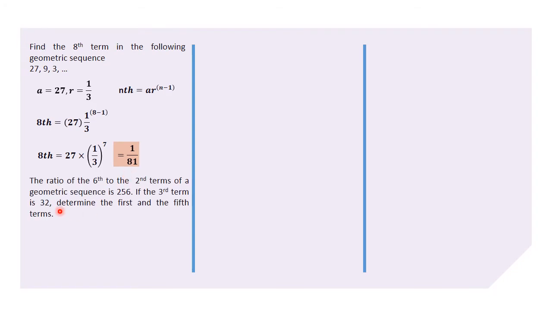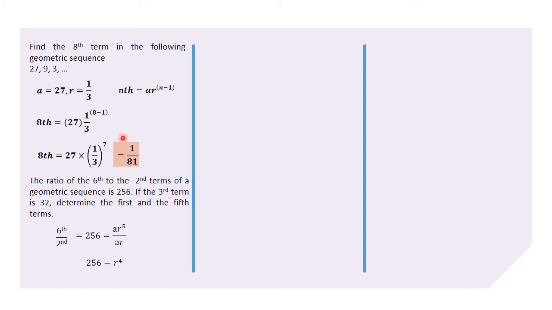Another question before us here: we're told the ratio of the sixth to the second terms of a geometric sequence is 256. If the third term is 32, determine the first and fifth terms. Now please notice that the ratio of the sixth to the second is 256, and therefore I'm going to write sixth divided by the second should be 256. Yet that 256 should be equal to AR raised to power 5 divided by AR. AR raised to power 5 is the same as the sixth term, and AR is the second, according to this expression here for the nth term.